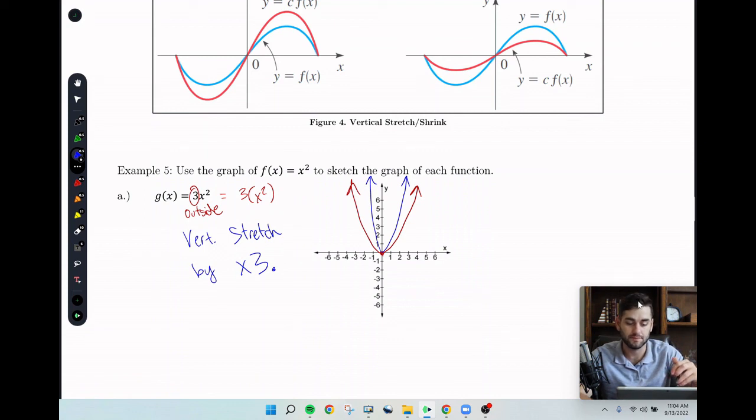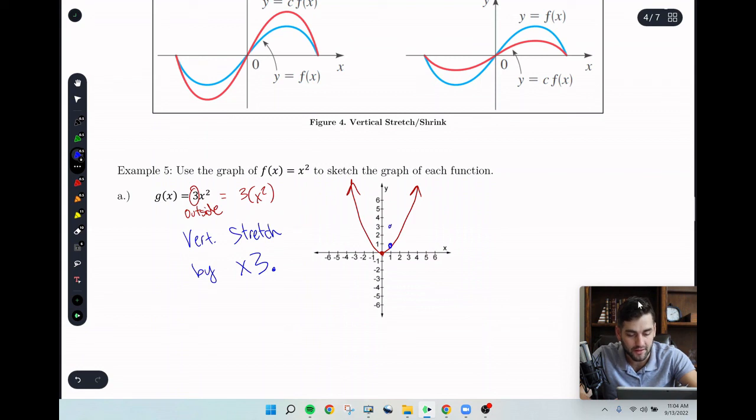Not too crazy. So technically, I might have drawn it a little bad. If this is 1, 1, we should be sitting at 1, 3 now. Because each spot on that function got 3 times as tall.